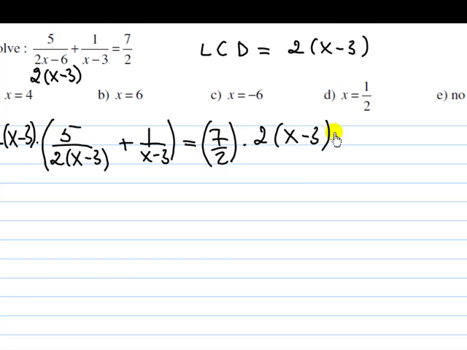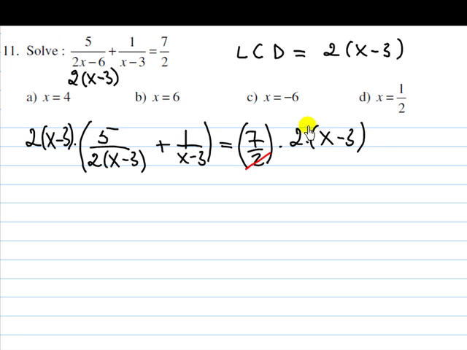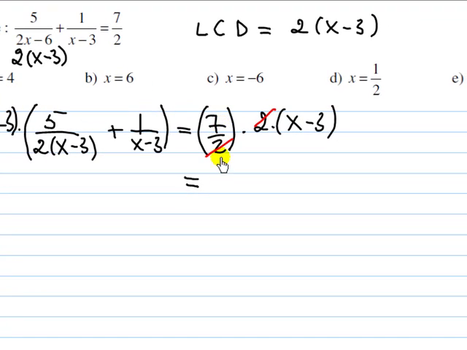Now let's look at the right hand side. Here, since we have multiplications only, it's factored, we can simply cancel that 2 and the fraction will go away. So on the right hand side we will just have 7 times x minus 3, since the 2 cancels.